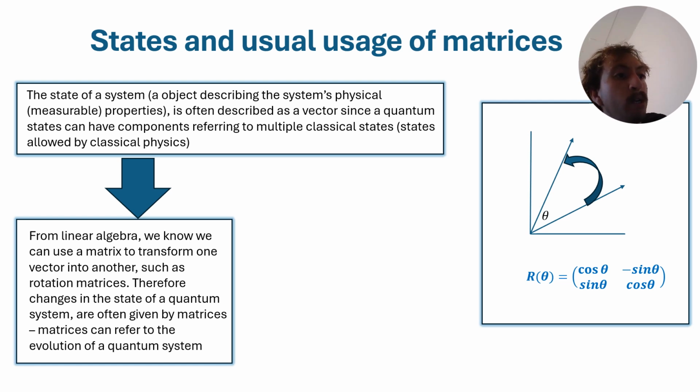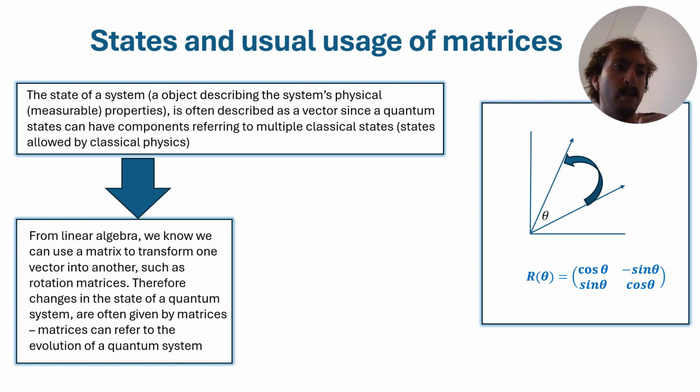And therefore a matrix can cause a vector, if you like, to evolve. And because vectors represent states of quantum systems in quantum mechanics, this means a matrix can describe the evolution, or the change in state, of a quantum system. So that's one area where you might see matrices being used. An example is in Schrödinger's equation.